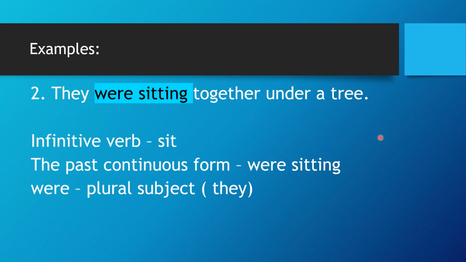Okay, example number 2. They were sitting together under a tree. So were sitting is in past continuous form, and the infinitive verb here is sit. Okay, we use were because they is the plural subject. Okay, so sit is a one syllable verb that ends with vowel and then consonant. So for sit we double the t, so it becomes sitting.